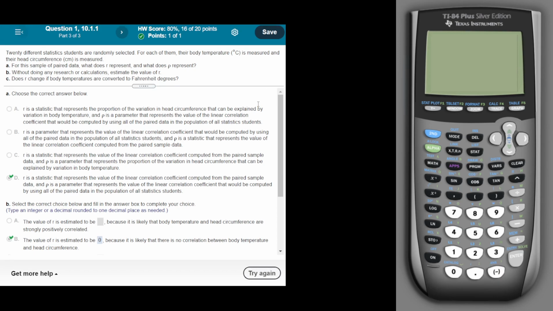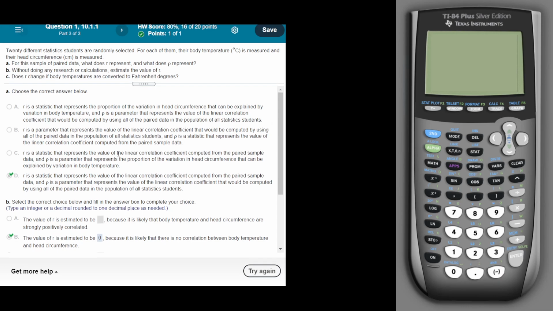So we have, it says 20 different statistics students are randomly selected. This is question number 1 from the review, and this question was definitely on the exam. All right, so yeah, so go ahead. You can tell they're somewhat conceptual, right? It says choose the correct answer below.